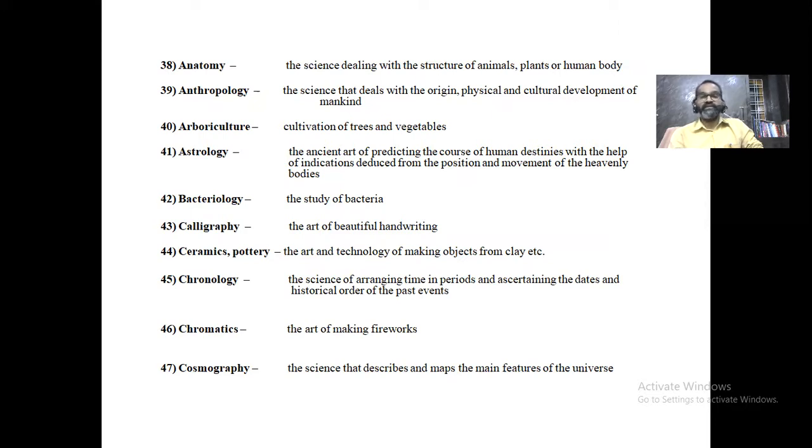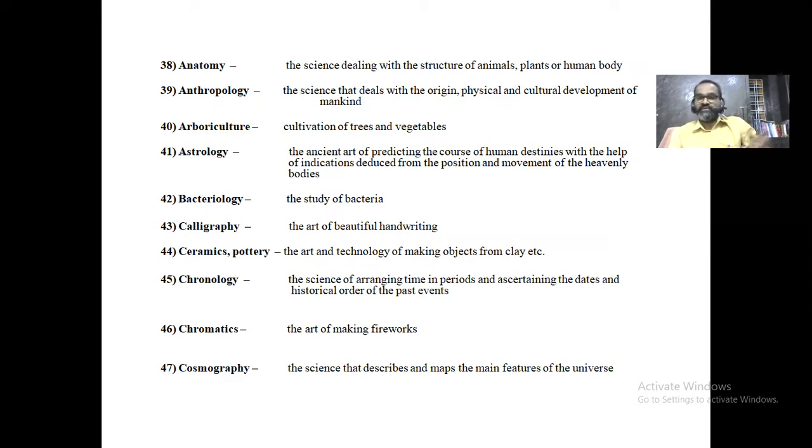Arboriculture, agriculture is different here. Horticulture is different. Arboriculture is the cultivation of trees and vegetables, only these trees and vegetables. That's called arboriculture. And astrology, of course, all of you know that here.